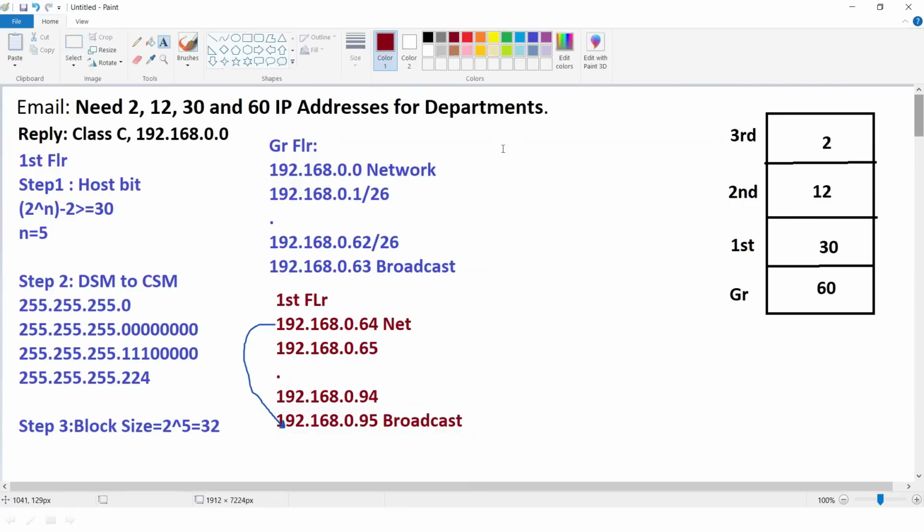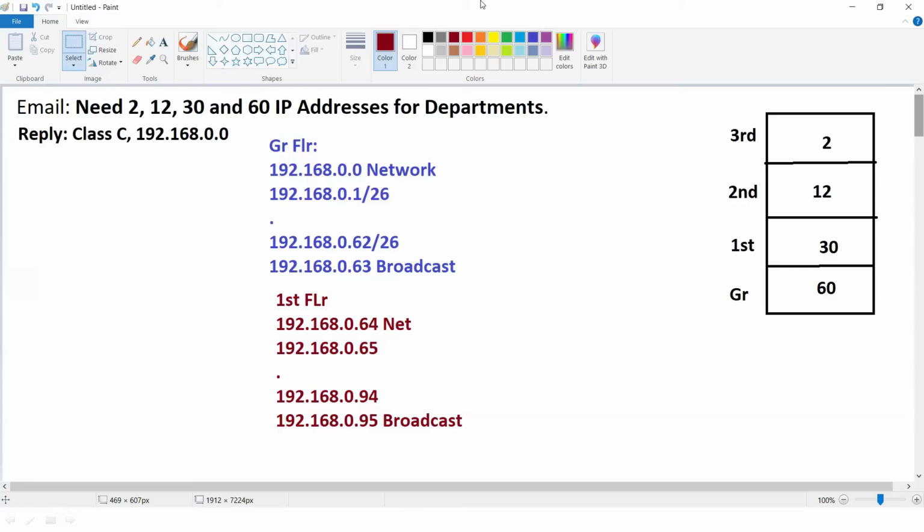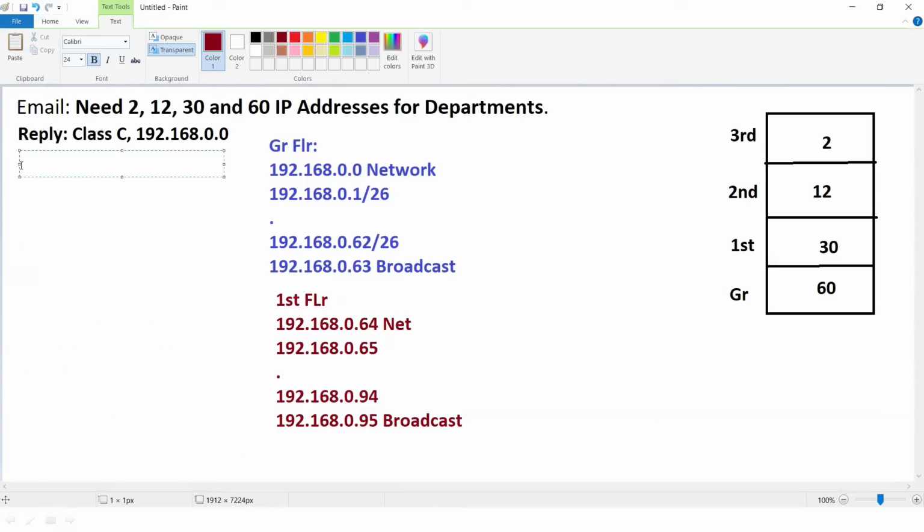Okay. Now let's calculate the IP address for the next department, that is the second floor. First of all, step number 1 is to calculate the host bits. So put the values in the formula: 2 power n minus 2 must be greater than or equal to 12 IP addresses, because in this case we need only 12 IP addresses. So n will be equal to 4.